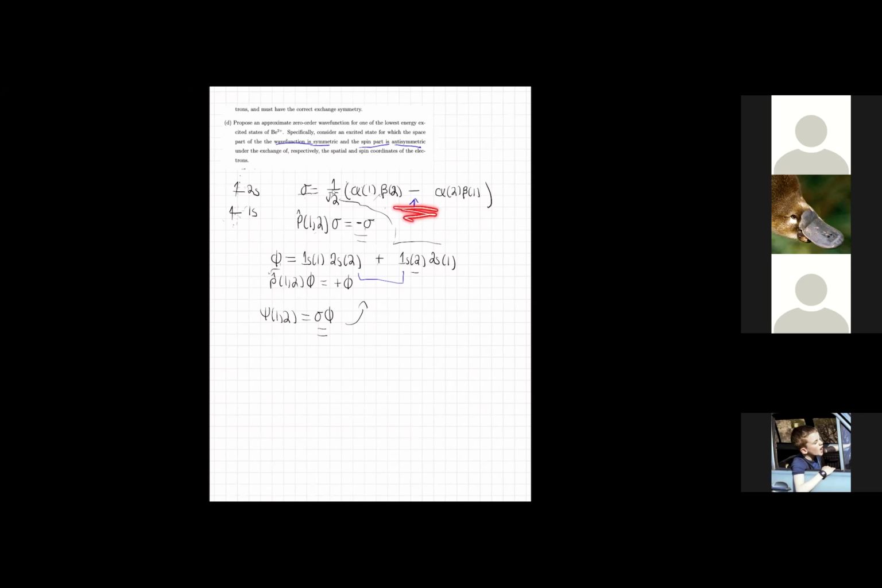So what if the spin part was symmetric? Then there'd be a plus sign? Yes. Okay.